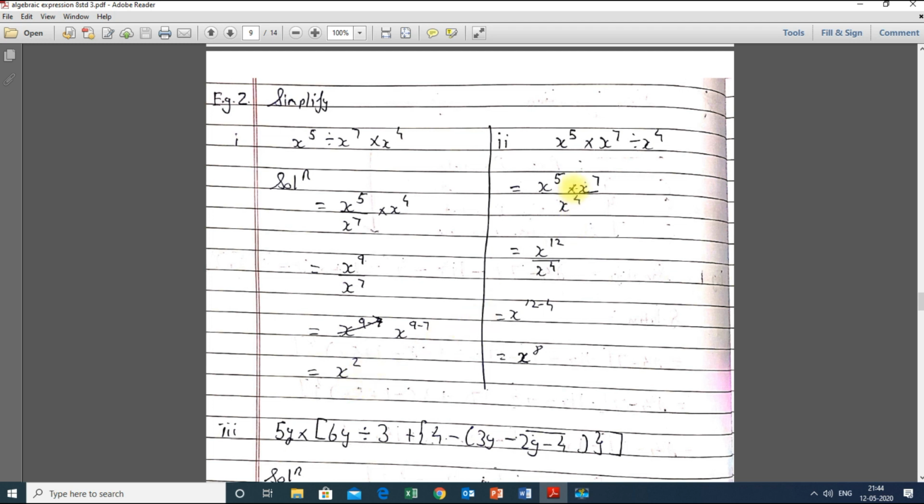Now over here, you have to take division. So I wrote this division over here: x raised to 5 into x raised to 7 upon x raised to 4. 5 plus 7 is 12, therefore x raised to 12 upon x raised to 4. Now x raised to 12 minus 4 is x raised to 8. Hope you understood this type of sum.